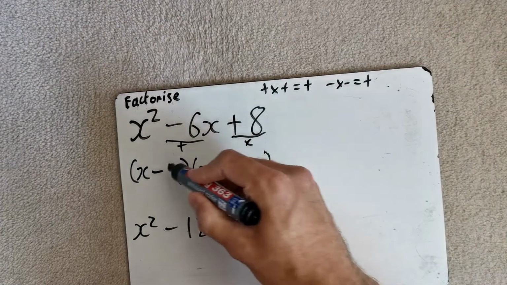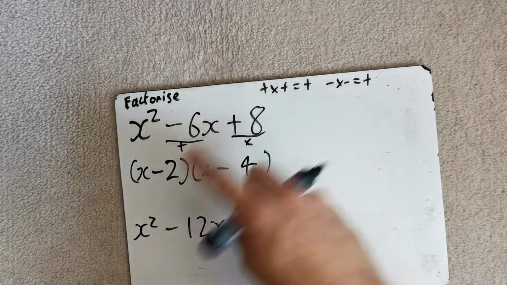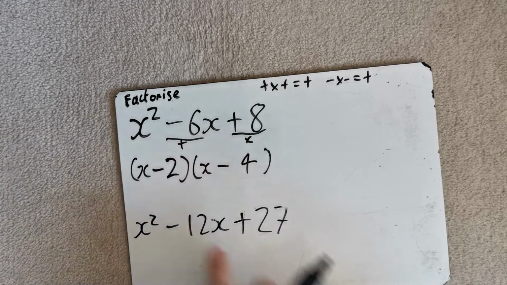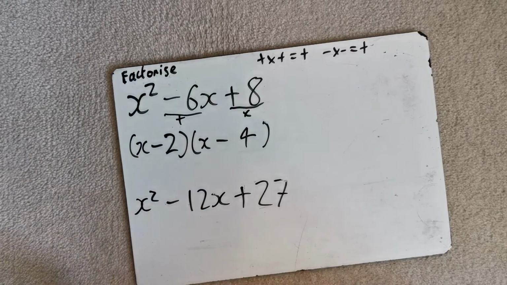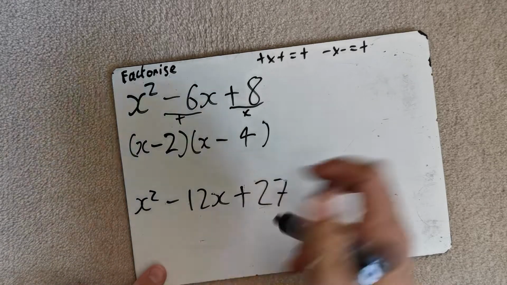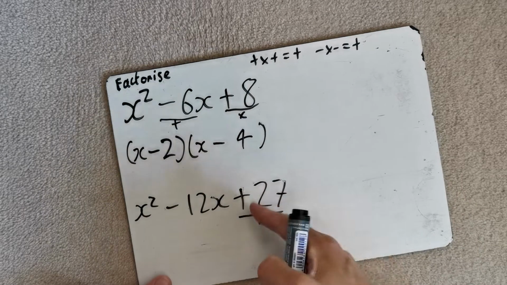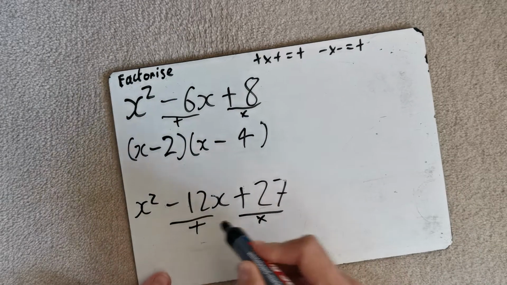Correct, it is 2 and 4. Minus 2 and minus 4 would, added together, be minus 6. Okay, same kind of thing here. What would you multiply together to make 27? Oh, no, positive 27. But add together to make minus 12.